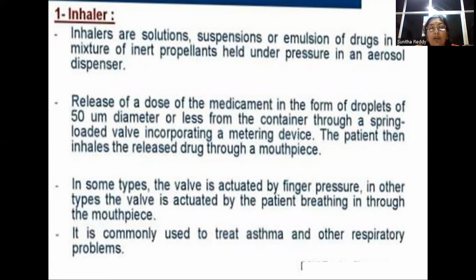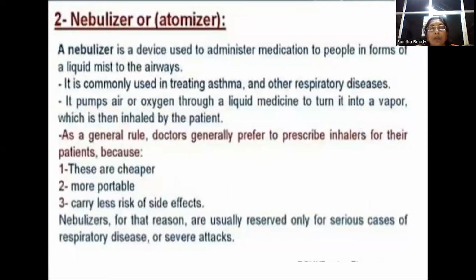Sometimes the valve is activated by finger pressure. At other times, the valve is activated by the patient breathing into the mouth. It is commonly used to treat asthma, respiratory problems or chronic obstructive pulmonary disease.